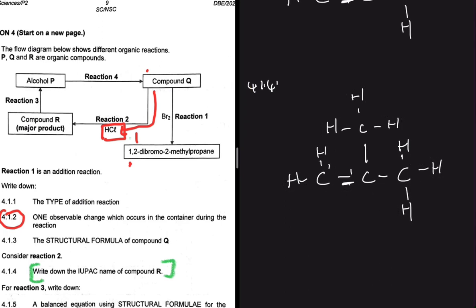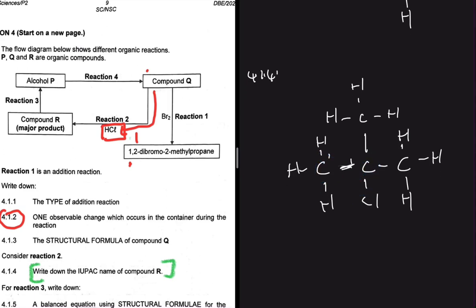Now that we add in HCl, we're going to lose this double bond, and chloro is going to come here and hydrogen is going to come here. Hydrogen goes where there is the highest number of hydrogens, and then the halogen will come here in the middle because this carbon is bonded to the least number of carbons compared to the first one here. So this is the structure we're going to have at the end for compound R. For this structure, we then need to give the name.